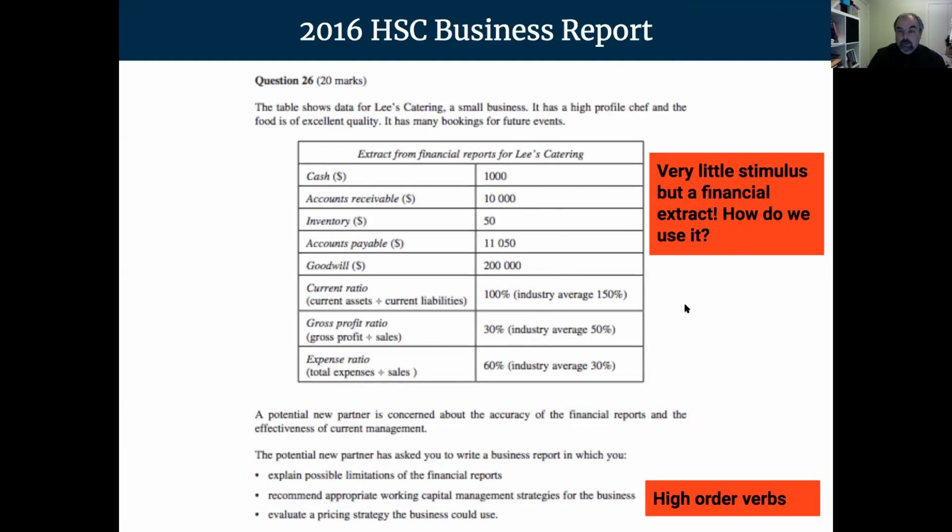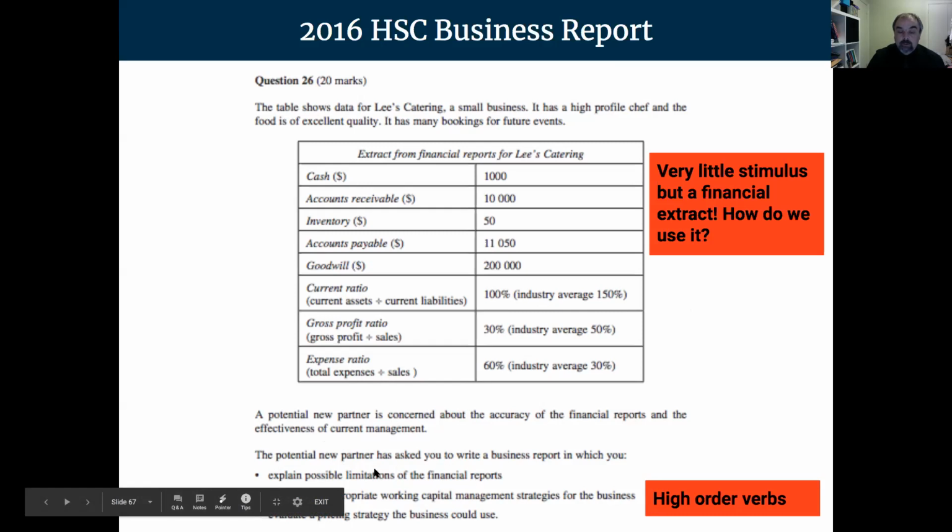So a little bit different. In terms of the question, it says a potential new partner is concerned about the accuracy of the financial reports and the effectiveness of current management. So we've got a little bit more in terms of what they perceive some of the problems might be. So you're asked to write a report that explains the possible limitations of the financial reports.